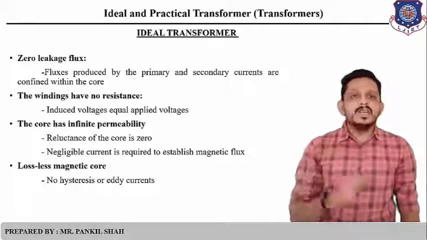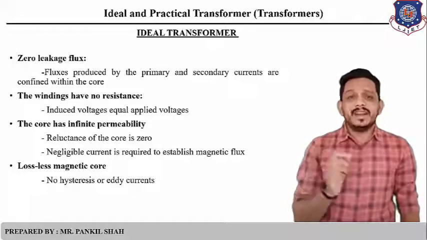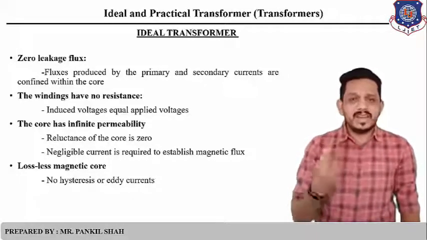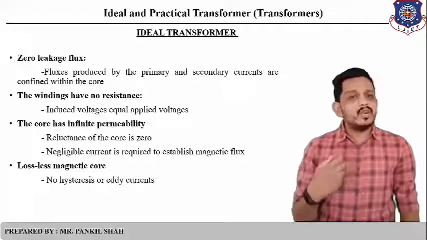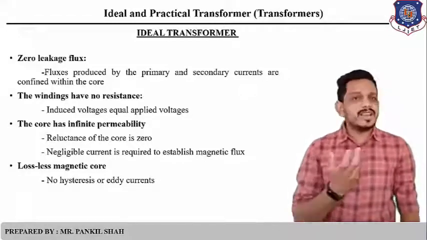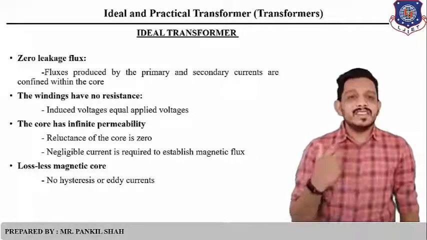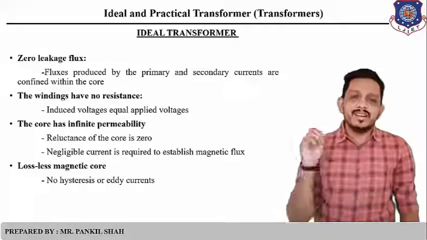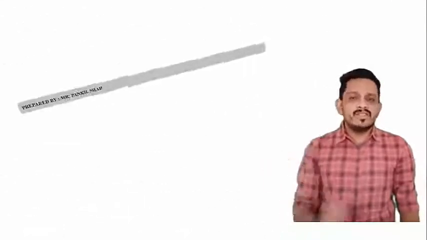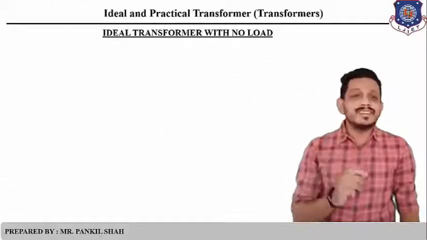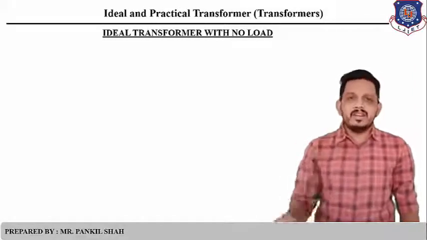The fourth characteristic is the lossless magnetic core. That means, as I have discussed, in the core there are two types of losses: hysteresis loss and eddy current loss. But here we are assuming that no losses occur in the core of the transformer. So these were the characteristics of any ideal transformer.